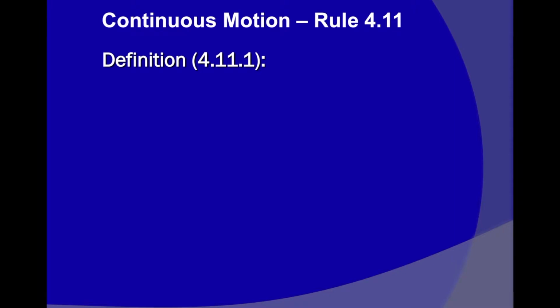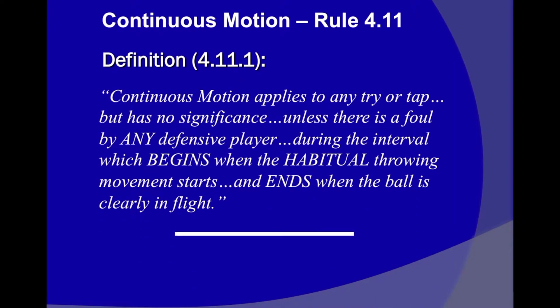Continuous motion. By rule, continuous motion applies to any try or tap, but does not come into play unless there is a foul by the defense during the interval that starts when the habitual throwing movement begins and ends when the ball is clearly in flight.